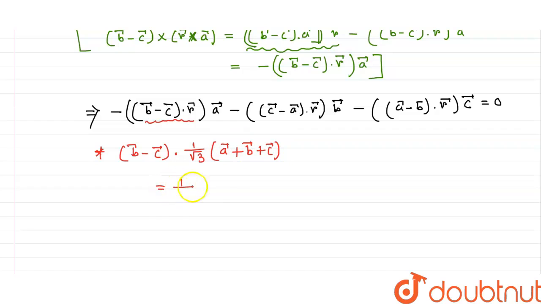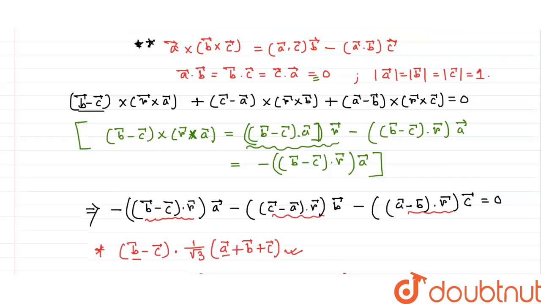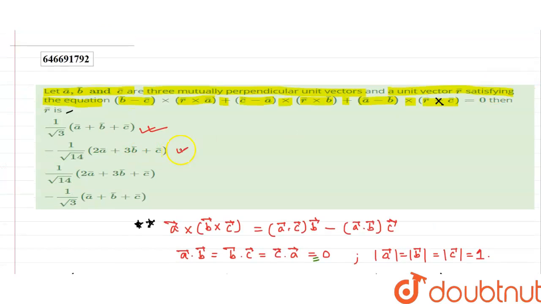So what do we get? 1 by root 3 goes outside. So B dot A is 0, B dot B is modulus 1, B dot C is 0, minus 0, minus 0, C vector gives minus 1. So this is equal to 0. If you do the rest of the part, this value is 0, this value is 0. So this value of R satisfies this relation. If you take any other value, it is not satisfied. You check it in the other values, it is not satisfied.